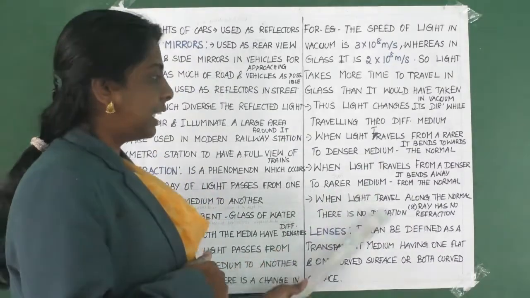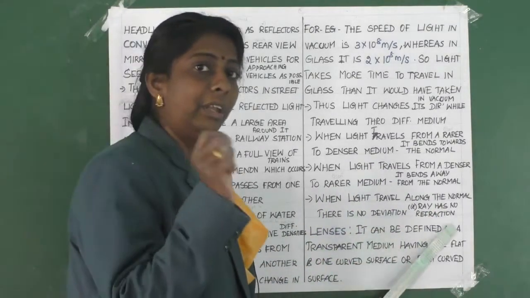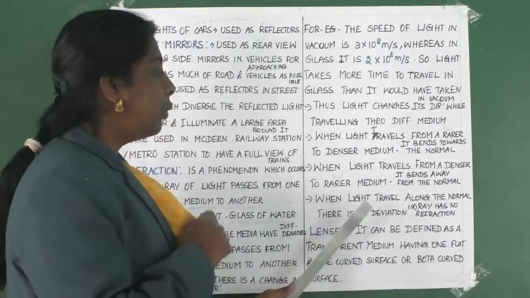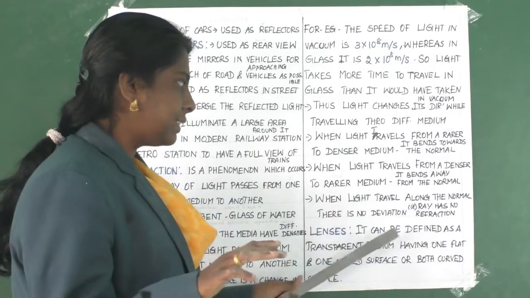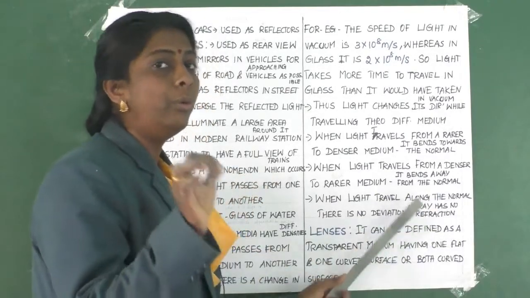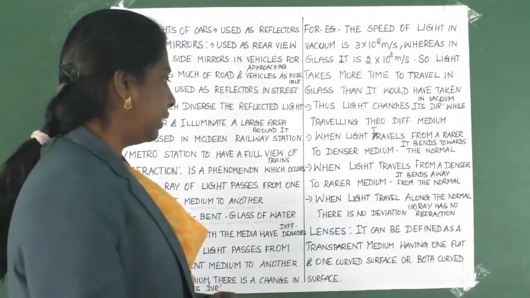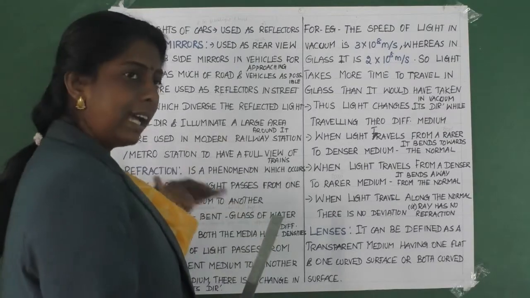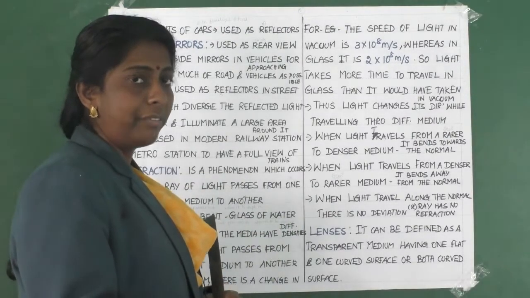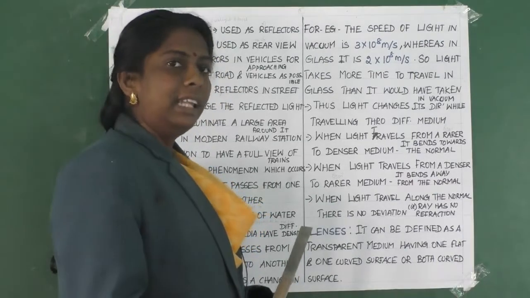Then when light travels along the normal, there is no deviation. That is, the ray has no refraction. This is what we learned about convex mirrors, and then about refraction. Clear? Next thing is about lenses.